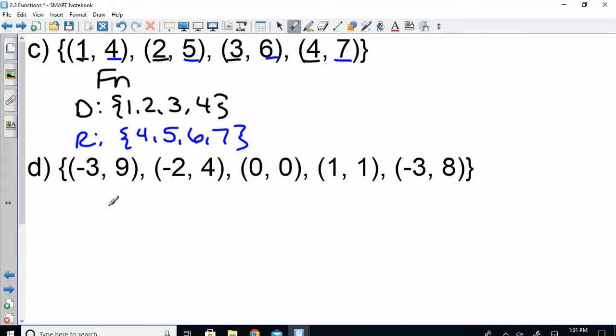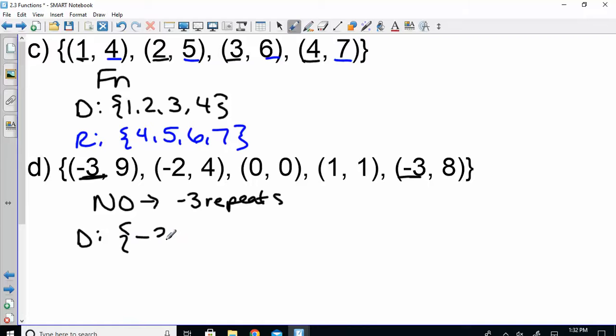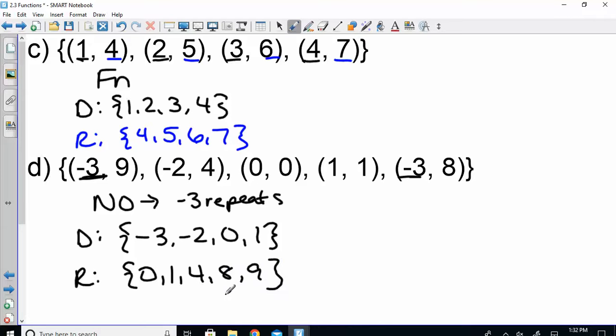All right, one more. Is this one a function? No. Why? We have 2 points where negative 3 is the x value. What's my domain? And the range is my y, which would be, put those in any order.